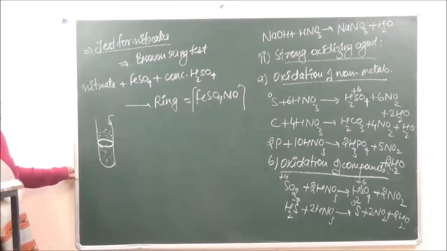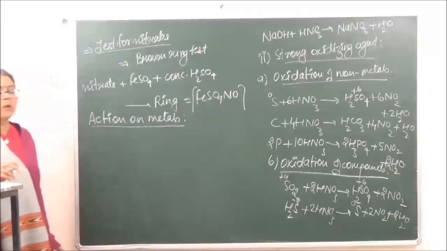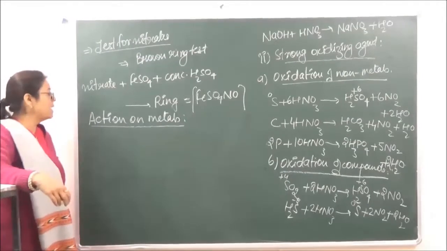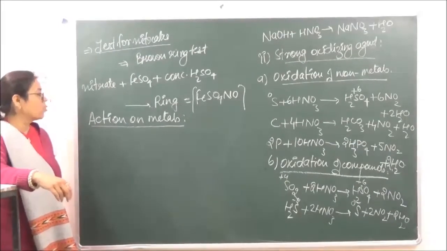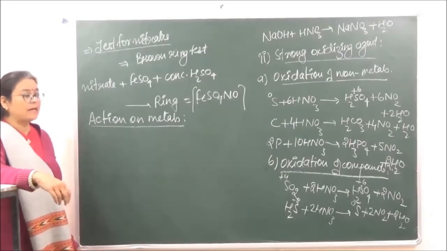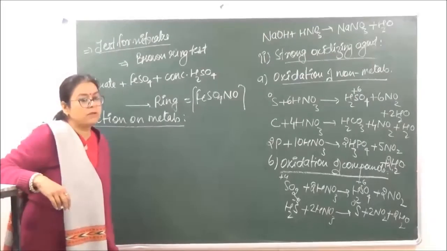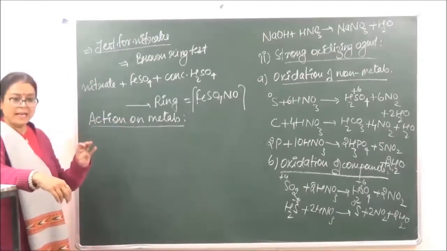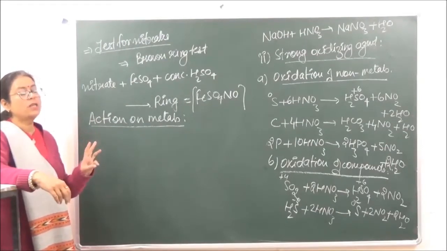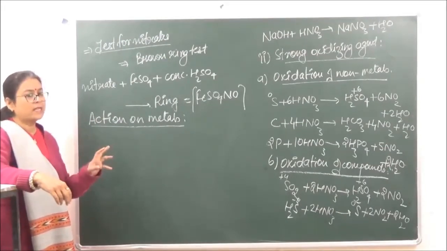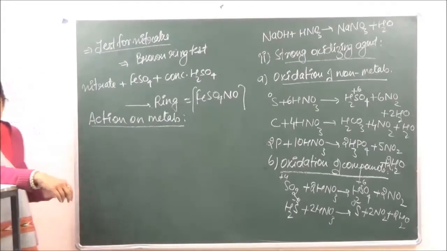Then let's go on to the action on metals. With metals, we see that nitric acid is going to react in 3 different manners. Right? So with all metals, nitric acid will react in 3 different manners. First, very dilute. Second, dilute. And third, concentrated. हर एक तीनों में अगर हम लोग react करेंगे तो हमारे पास different type of products मिलते हैं. So let's go on to action of metals.